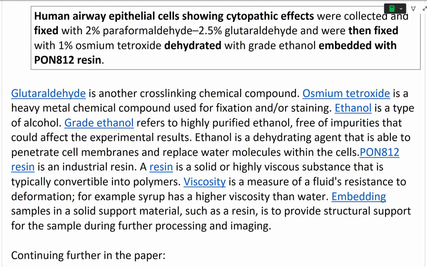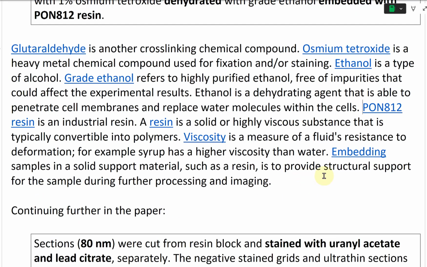So PON A12 resin is an industrial resin, and resin is a solid or highly viscous substance that is typically convertible into polymers. Viscosity is a measure of a fluid's resistance to deformation. For example, syrup has a higher viscosity than water. And embedding samples in a solid support material such as the resin is to provide structural support for the sample during further processing and imaging.